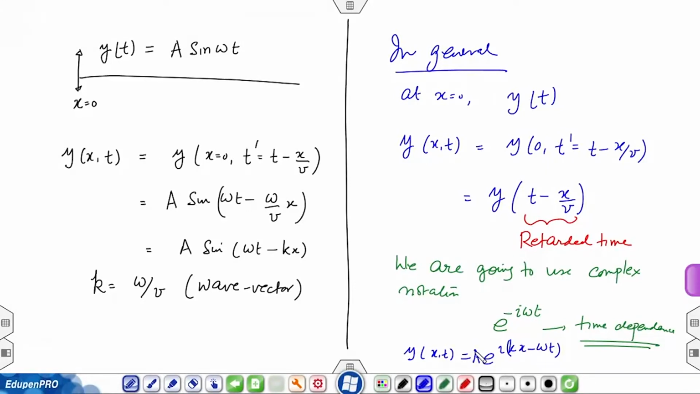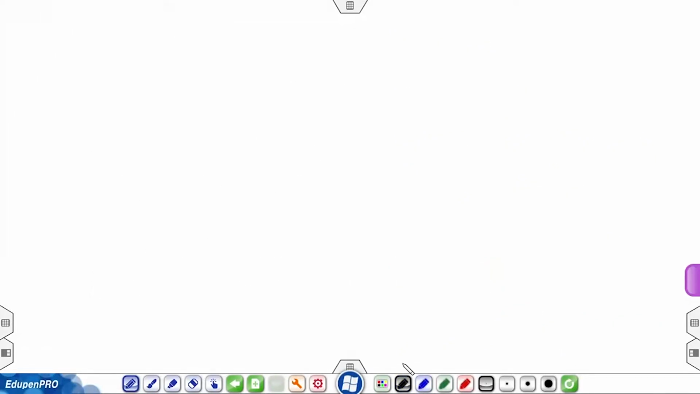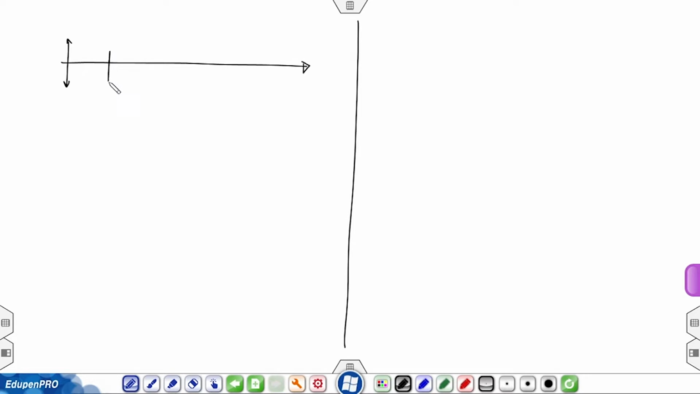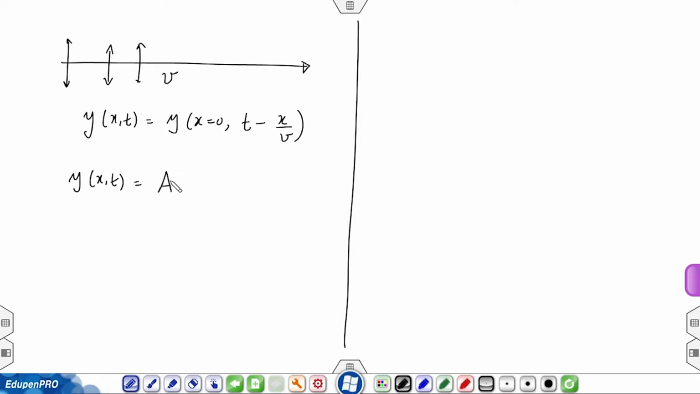So, what we learned from this is that a displacement given at a point propagates with the speed v in a non-dispersive manner, then y x t is given as y at x equals 0 and at time t minus x over v. And in the complex notation, therefore, y x t is amplitude, which could be complex, e raised to i k x minus omega t.